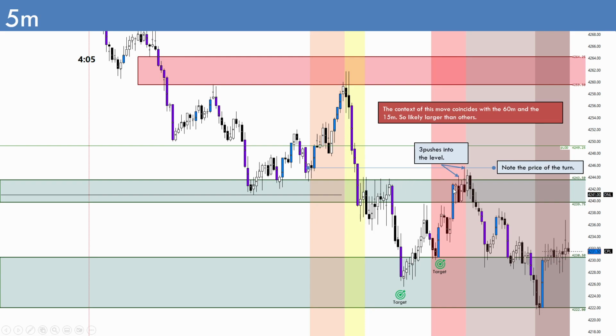It pushes into this level 3 times, 1, 2, 3, and then it turns over. Notice the price of the turn. The context of this move coincides with a 60-minute fair value gap and a 15. So a large move is expected again. And again, I'm looking for this low here because we've taken this out. According to the theory, we should be looking for the other side, which is right there.